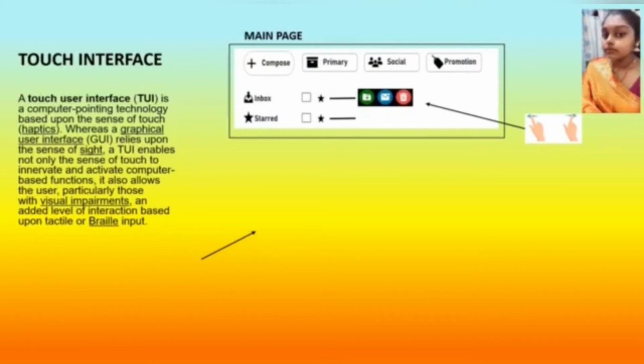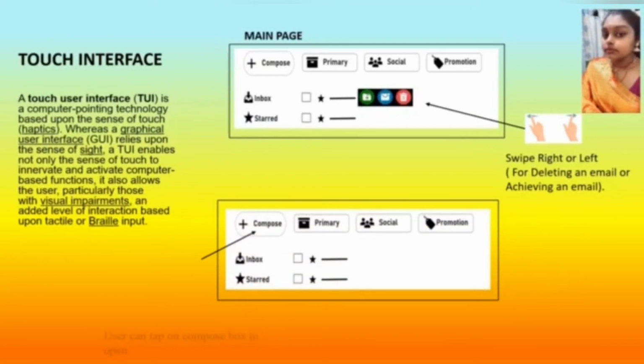So this is the main page of our email. The user can swipe right or left for deleting an email or archiving an email. And also, the user can tap on a compose box to compose an email.